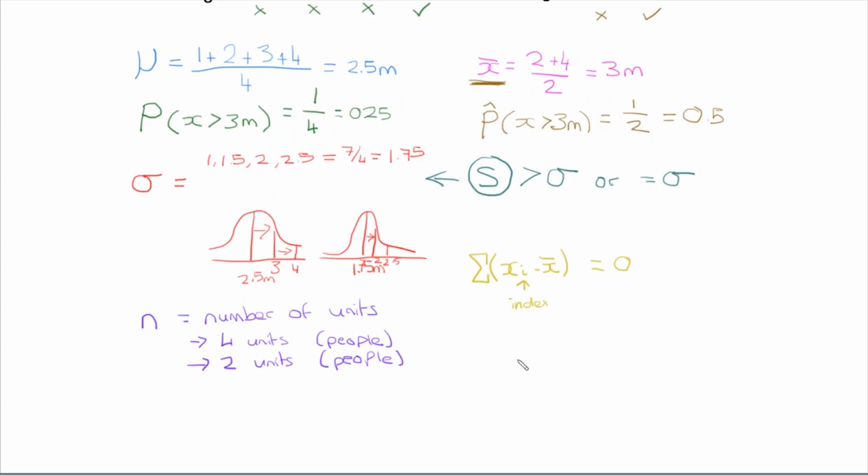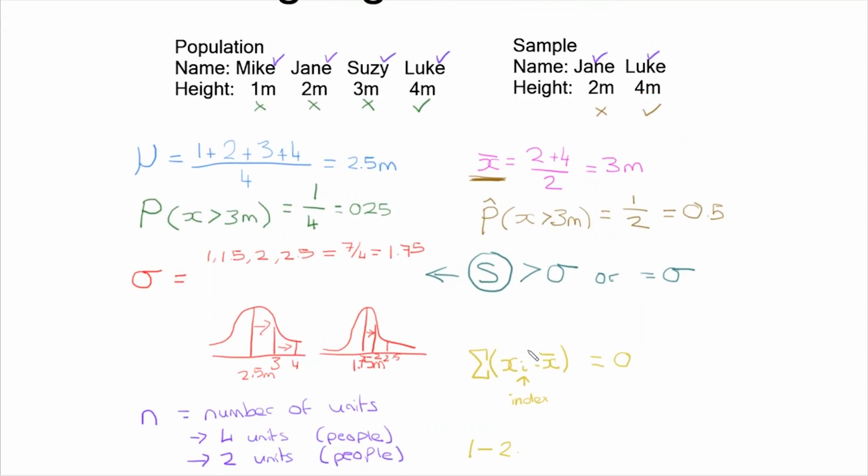So, our population values were 1. We'll do population just so we get a full grasp of it. 1 minus 2.5.